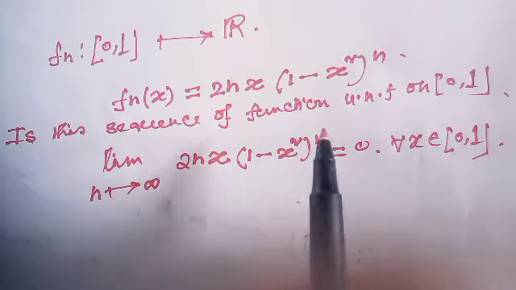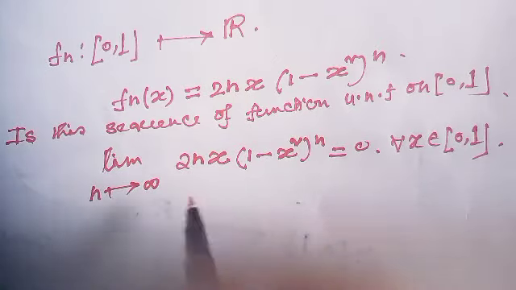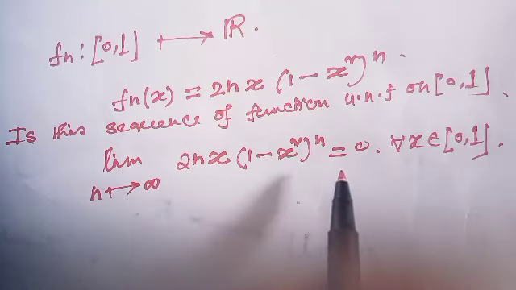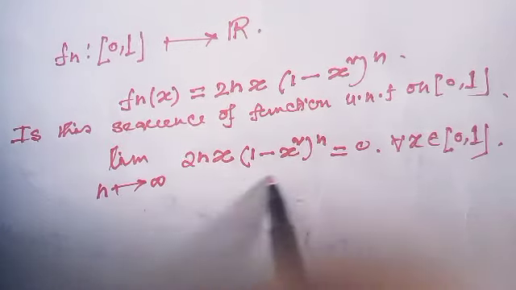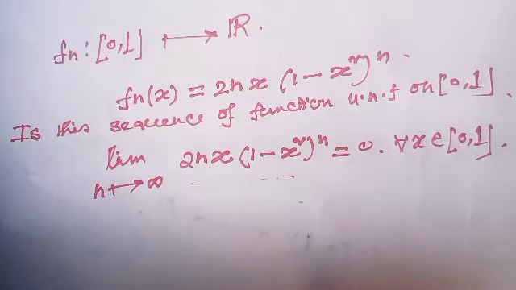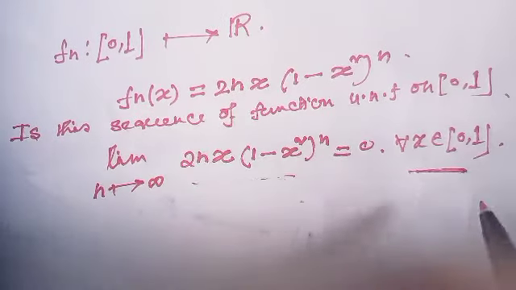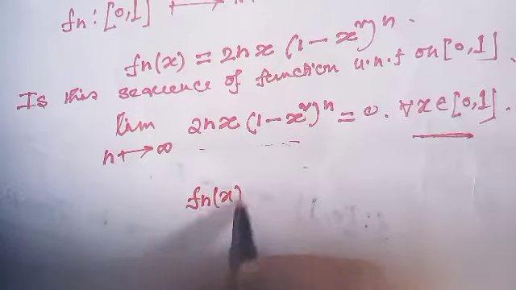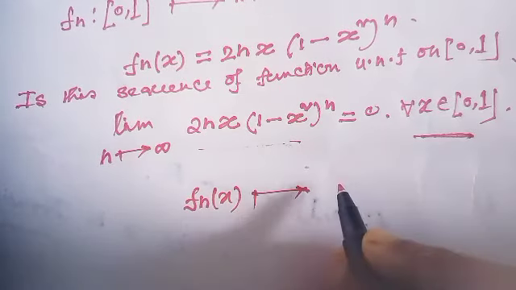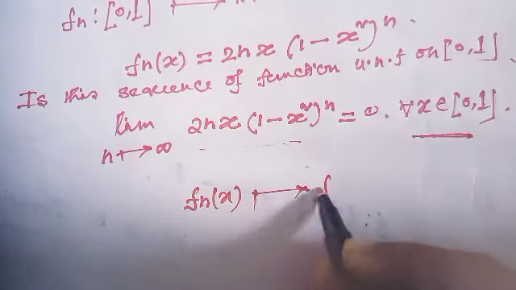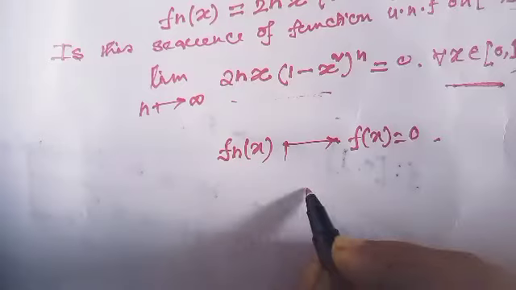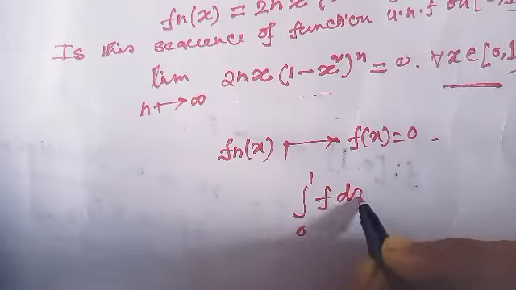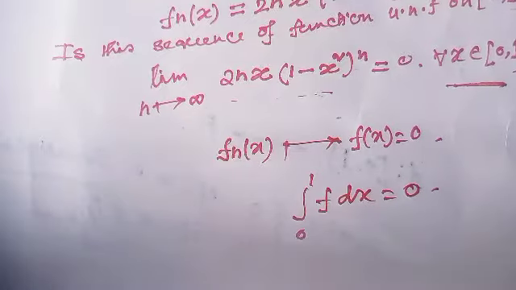At first we have to find the pointwise limit. The limit as n tends to infinity of 2nx times (1 minus x squared) to the power n. This limit is equal to 0 for all x belonging to [0, 1]. That means this sequence of functions fn(x) converges to the function f(x) equal to 0. The integral from 0 to 1 of f dx equals 0.